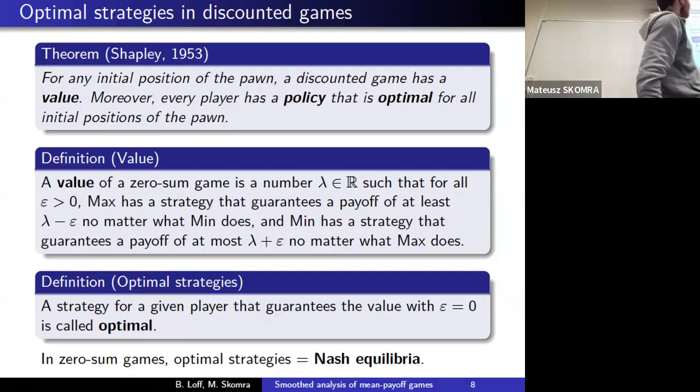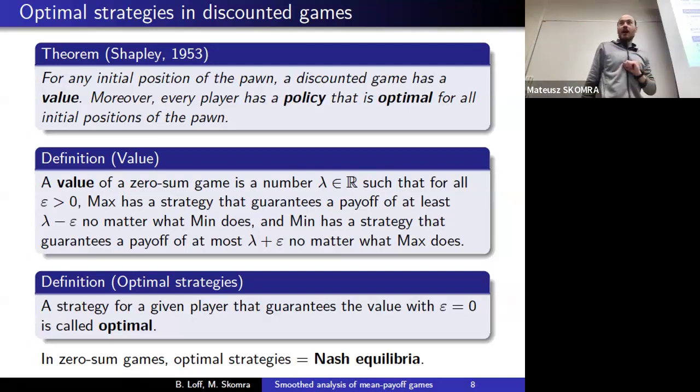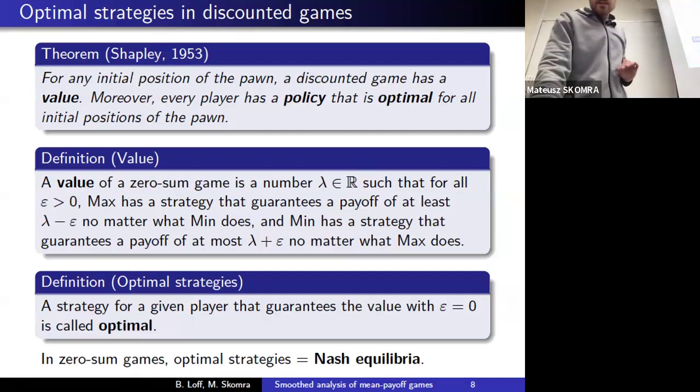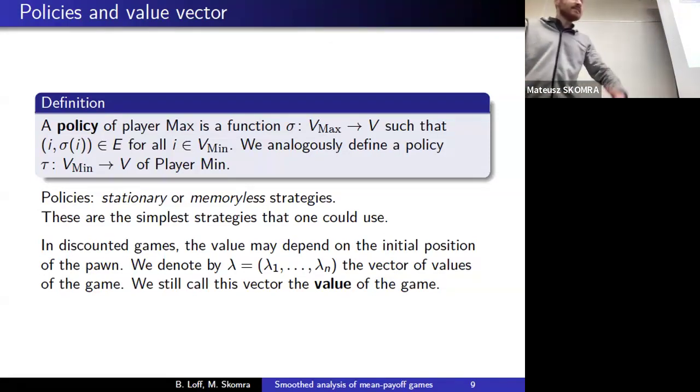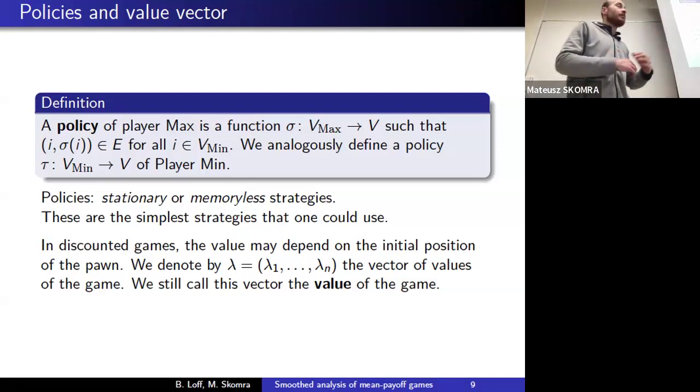So now we understand part of this, right? Shapley proved that these discounted games have value, and players have optimal strategies. But now there is this third thing: that the optimal strategy is a policy. So now let me define what a policy is. A policy is a very simple function. It simply takes your current vertex and tells you where to move from the current vertex.